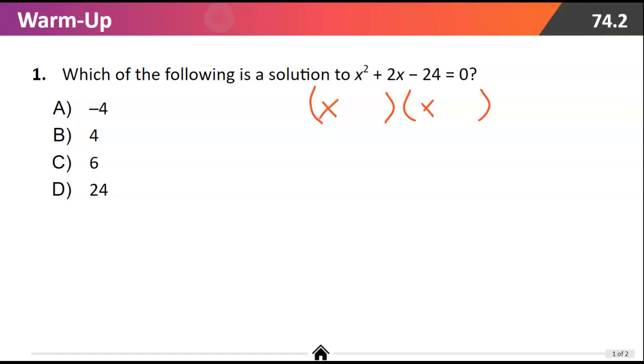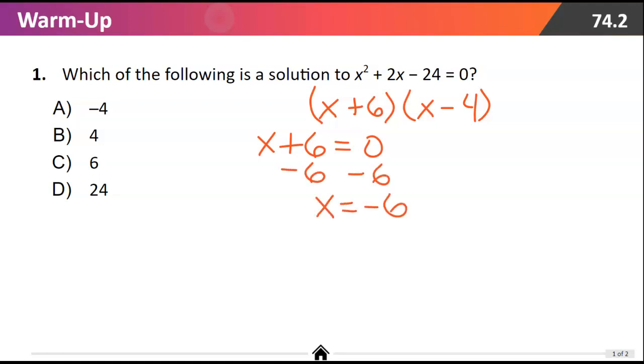We're trying to find two numbers that multiply to be negative 24, that add to be 2. That's going to be a positive 6 and a negative 4. Now we have to set each of these factors equal to 0. So we're going to say x plus 6 is equal to 0. You're going to very quickly see it just takes one step to solve, and that's x equals negative 6.